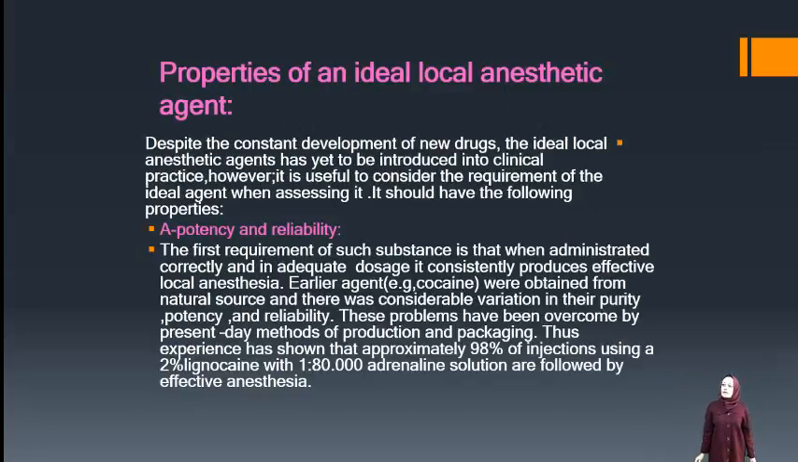Properties of an ideal local anesthetic agent. Despite the constant development of new drugs, the ideal local anesthetic agent has yet to be introduced into clinical practice. However, it is useful to consider the requirements of the ideal agent when assessing it. It should have the following properties. A, potency and reliability. The first requirement of such a substance is that when administered correctly and in adequate dosage, it constantly produces effective local anesthesia.